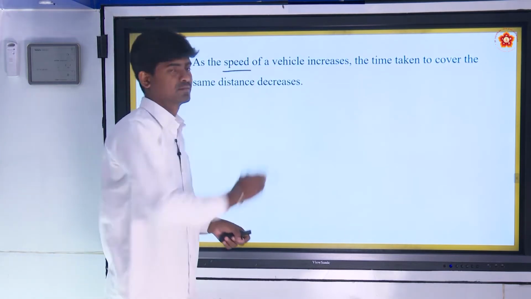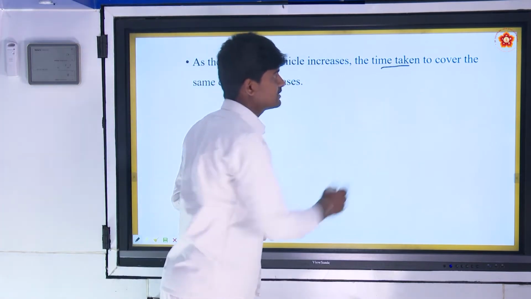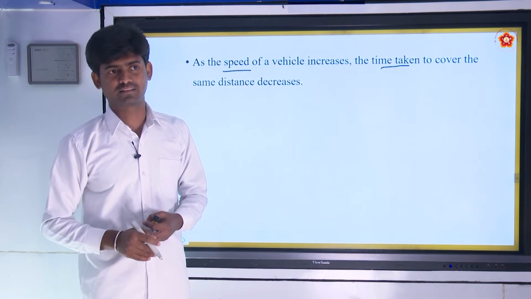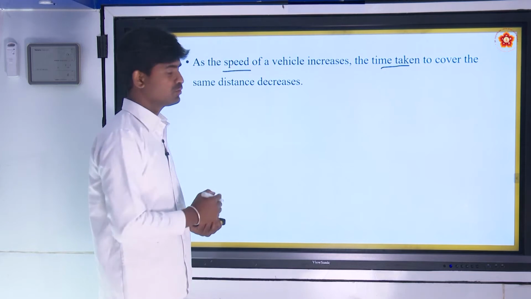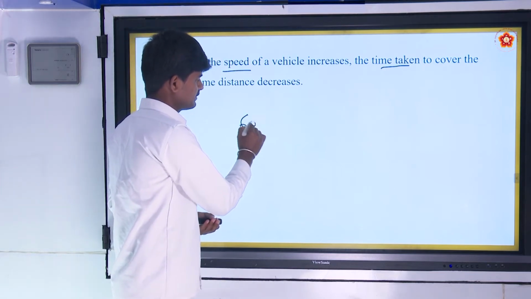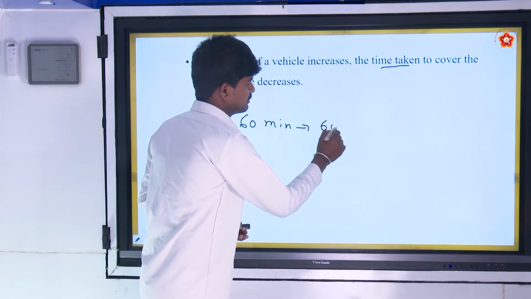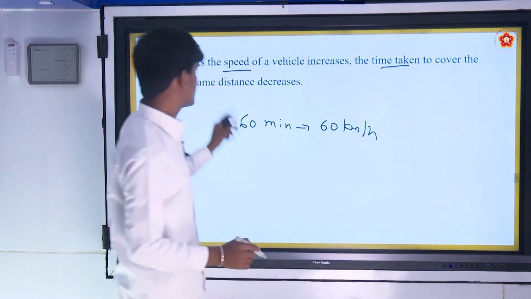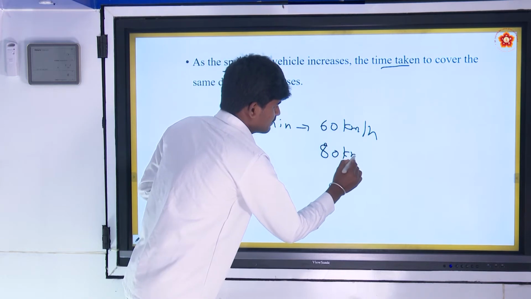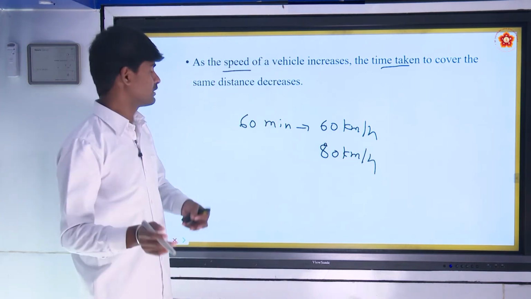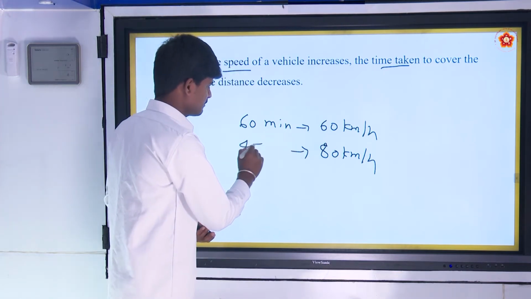As the speed of the vehicle increases, the time taken to cover the same distance decreases. For example, if I reach Muddenahalli from Tumkur, it will take 60 minutes at a speed of 60 km per hour. If the speed of the vehicle increases to 80 km per hour, the time taken to cover the same distance will decrease, maybe to 45 minutes.